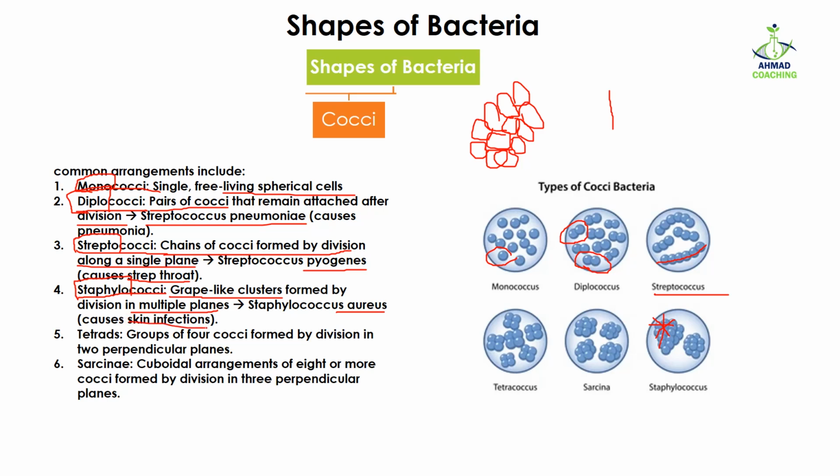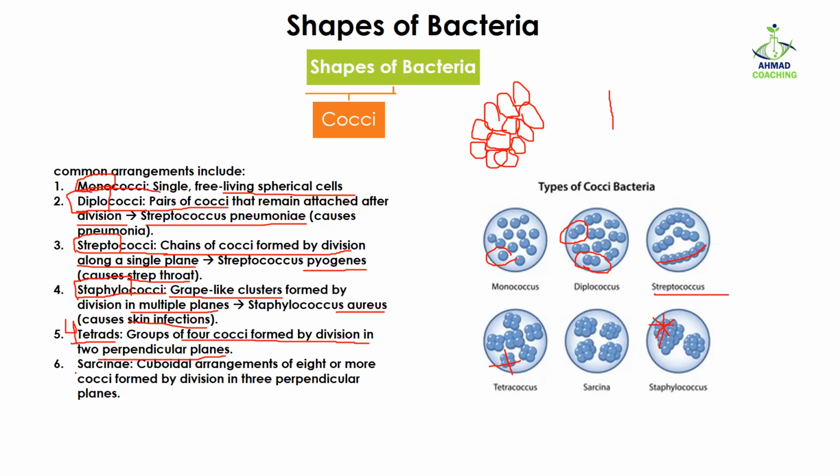Another arrangement in case of cocci is known as tetrad. Tetrad means 4. So the group of 4 cocci formed by division in 2 perpendicular planes is known as tetrad. So we have 4 cocci and then there are 2 divisions. Because of these two divisions, we have tetrad or tetracoccus. Tetra means 4.